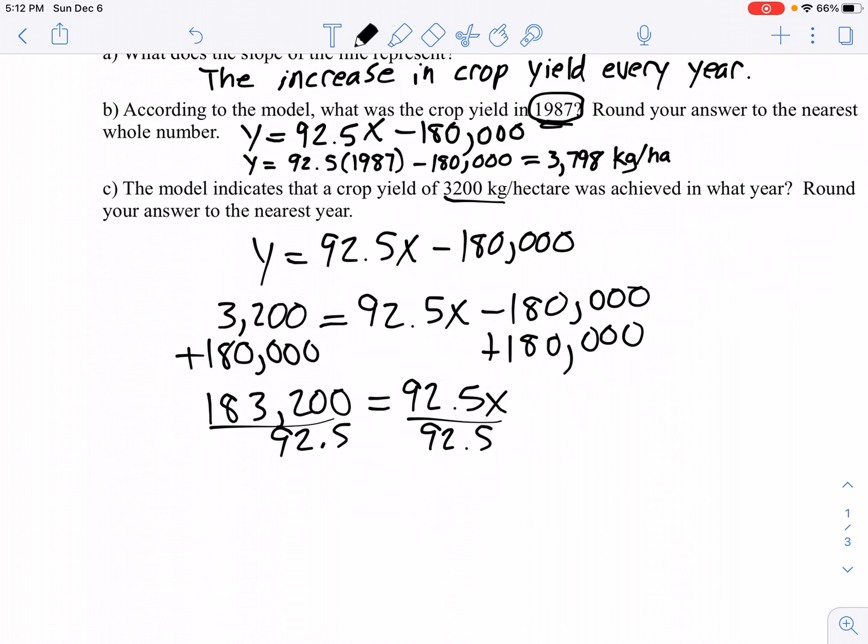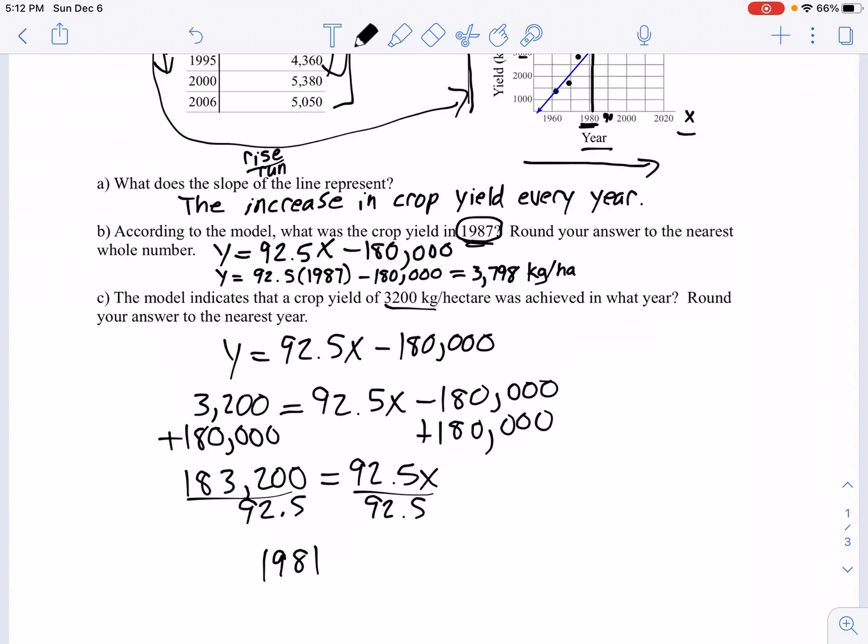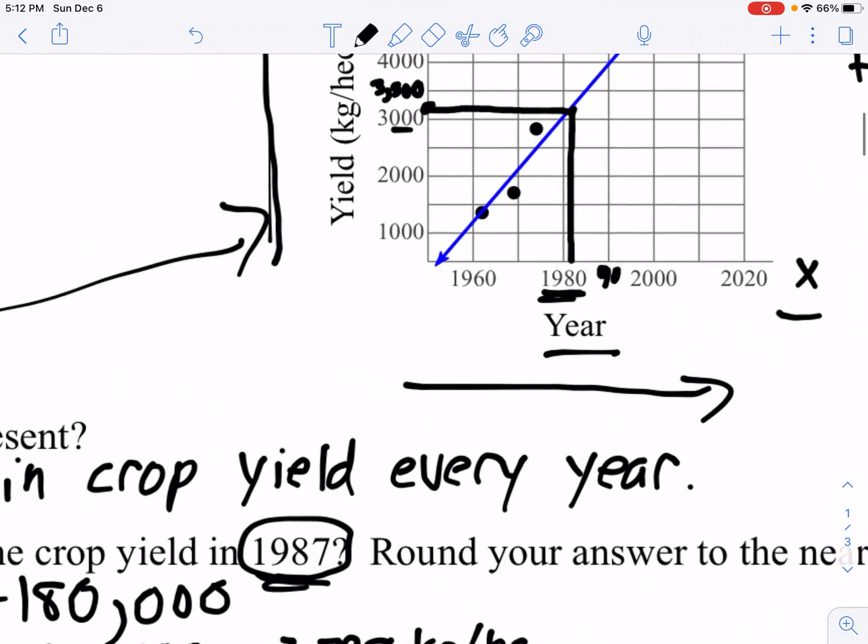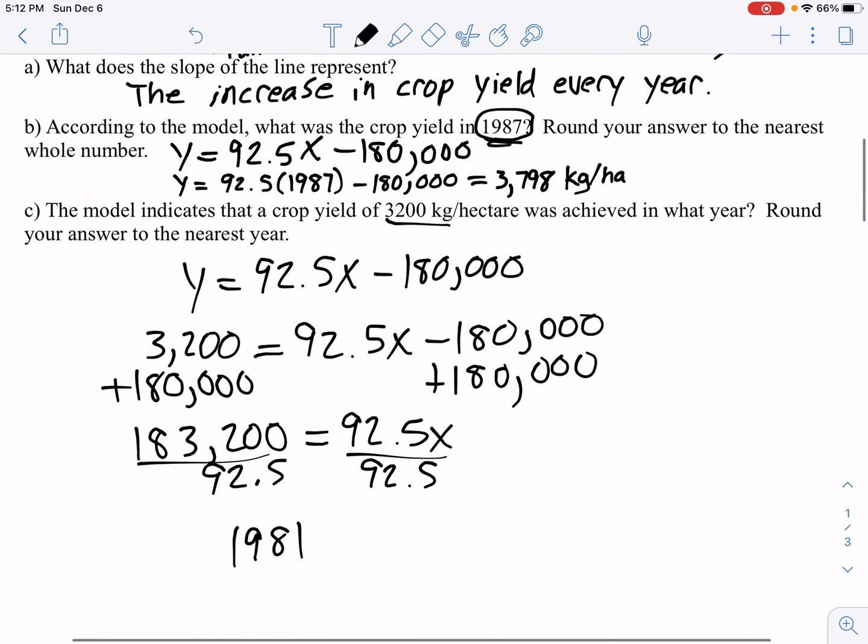If we're rounding to the nearest year, it looks like 1981. That kind of matches our guess that we talked about earlier. We said maybe it was 1981, maybe it was 1982. So the year is going to be 1981. That would be our answer there. So when we have a crop yield of 3,200, this was achieved about 1981.